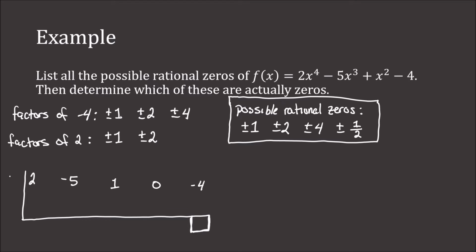So I'm going to keep all this set up. We now try negative 1. So again, carry down the 2. Times negative 1 is negative 2. Minus 5 is negative 7. Times negative 1 is 7. Plus 1 is 8. Times negative 1 is minus 8. Plus 0 is minus 8. Times minus 1 is 8. Minus 4 is 4. That is not 0. So negative 1 is also not a 0.